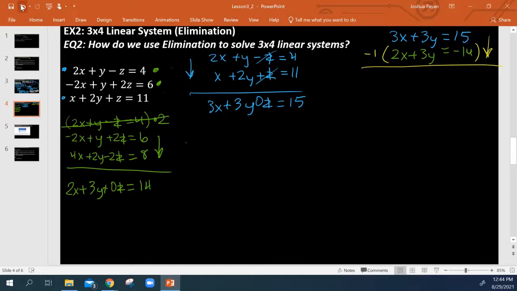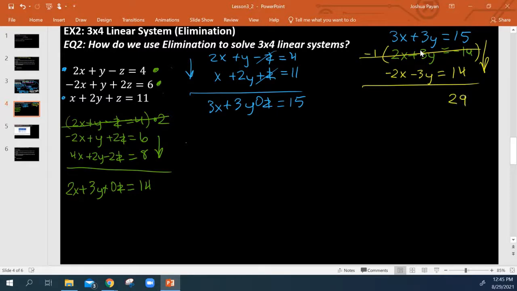So, and I'm not going to combine yet. So I'm going to have negative 2x minus 3y is equal to positive 14. Okay. Now I can get rid of that and combine. So 15 and 14, that is 29. This combines to 0y, and this combines to x, just 1x. And we have x equals 29.